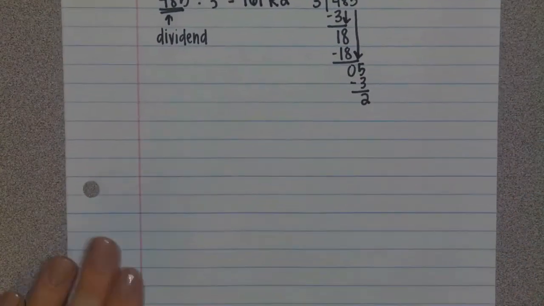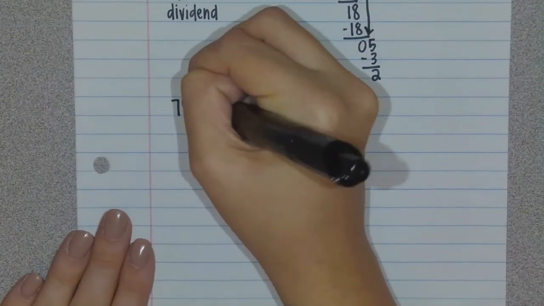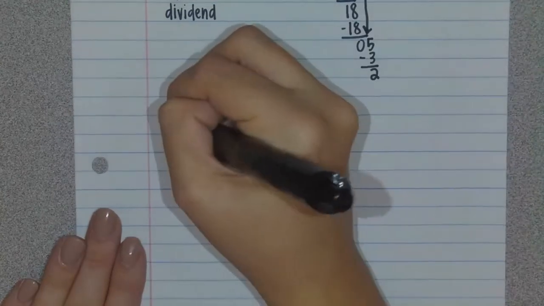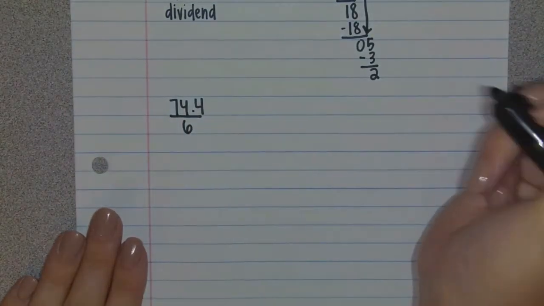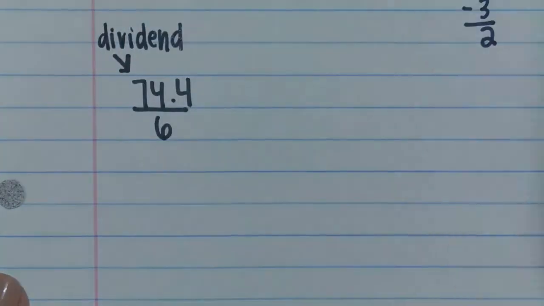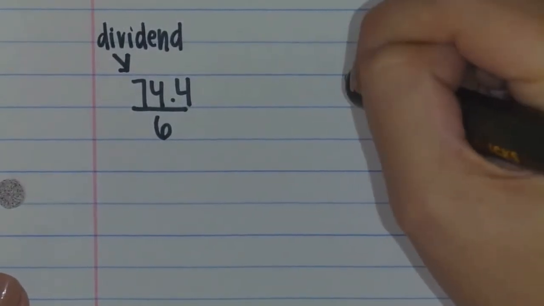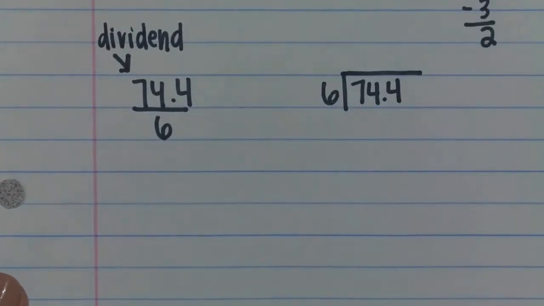So let's look at an example problem here. Let's do 74 and 4/10 over 6. Now remember, when I've got a problem that looks like a fraction, the top number, the numerator, is always the dividend. So I'm going to put 74 and 4/10 inside the house where it belongs, 6 on the outside. And let's go ahead and divide.